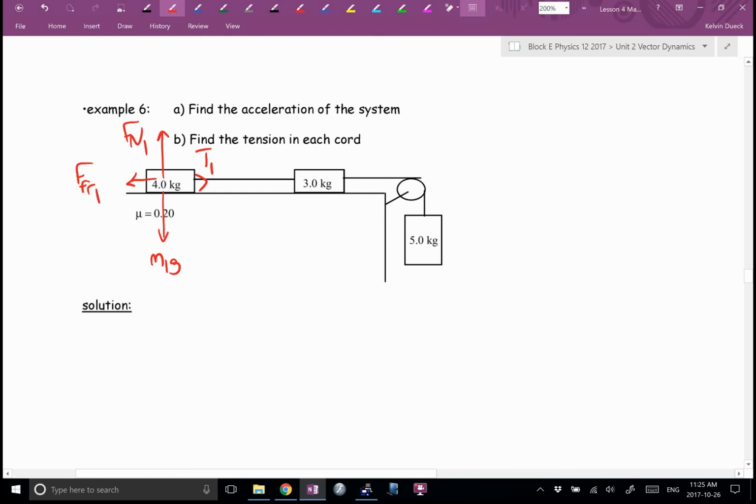What are the forces acting on the 3 kilogram mass? Get the obvious one. M2G. I agree. What else? FN2. And tension 1. Which way? To the left. Yep. Force of friction 2 to the left. And then tension 2 on the right side. Nice.